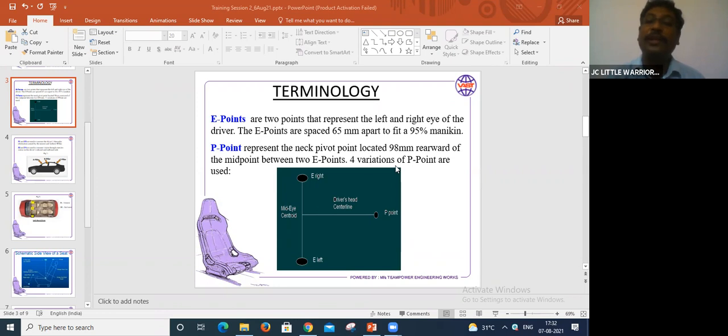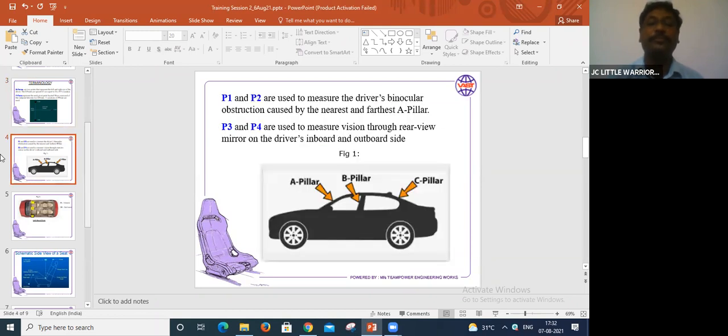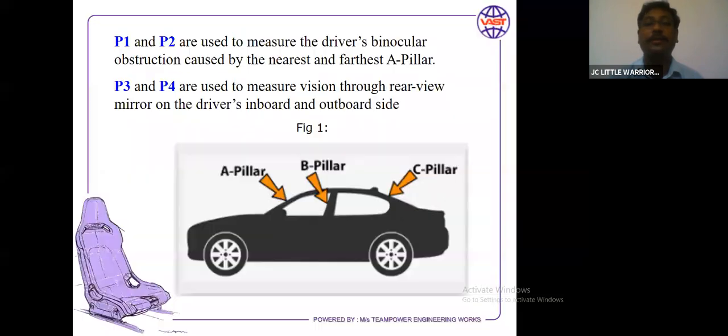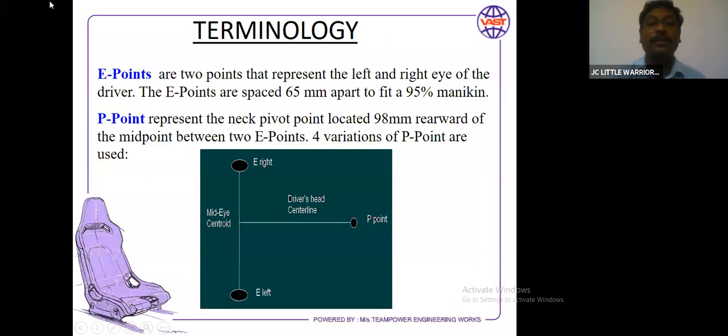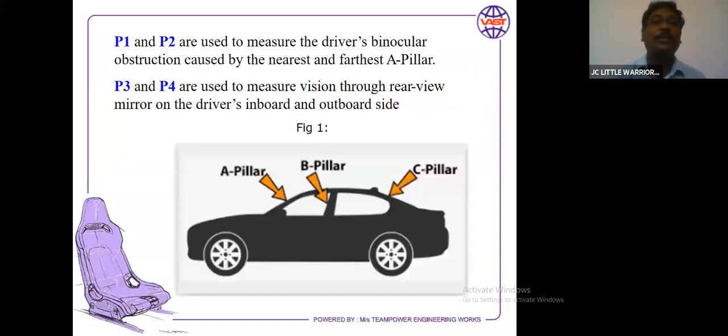And we have four variations of P point. What are those four variations and why? Let us see in the next slide. Let me make it full screen. P1 and P2 are used to measure the driver's binocular obstruction caused by the nearest and farthest A pillar.